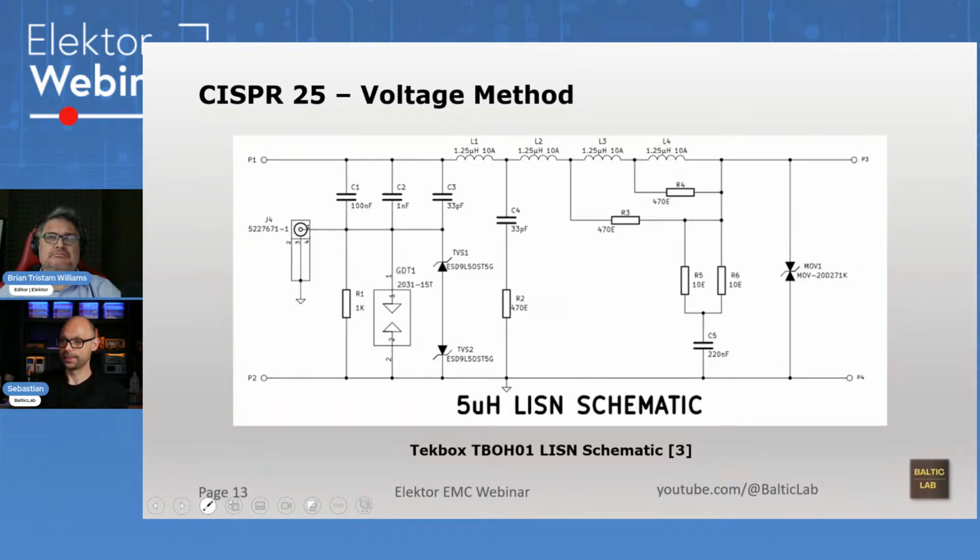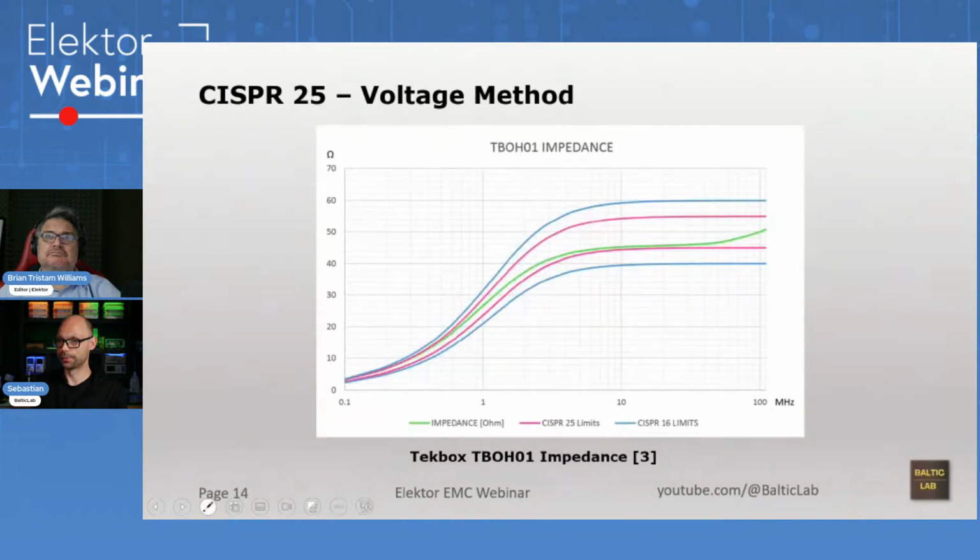Here's the inside of a LISN. This is a TechBox TBOH01, which is the 2 LISNs that I'm using. It's a little bit fancier than just an inductor and some secondary circuitry. It has various protection devices built in. And it makes sure that the frequency response is the way it's supposed to be, which is the most important thing. It's called line impedance stabilization network for a reason. It's supposed to provide a stabilized impedance.